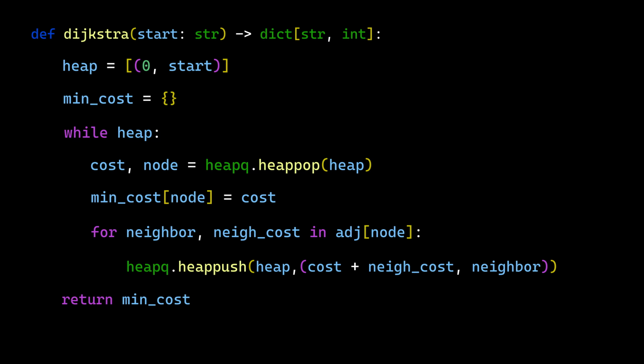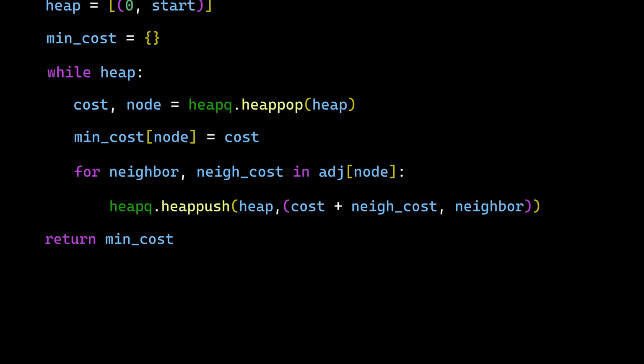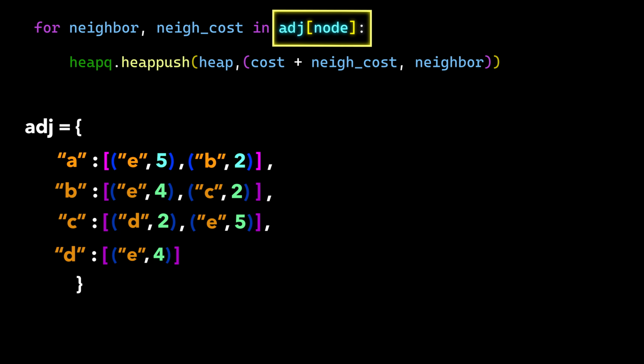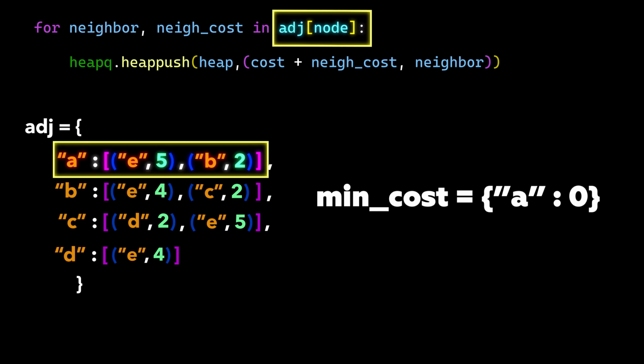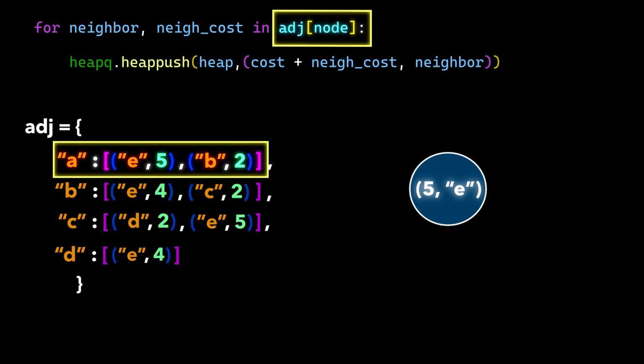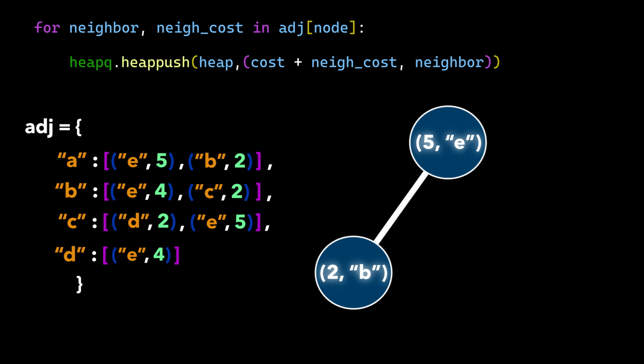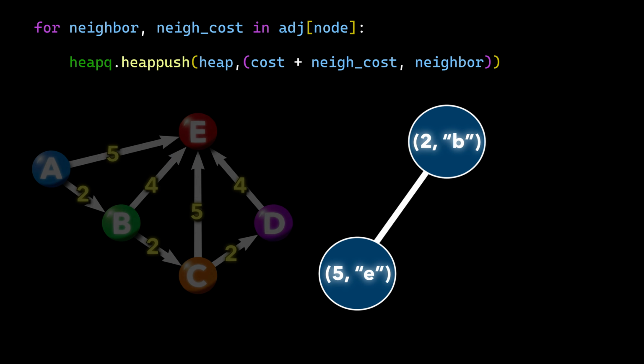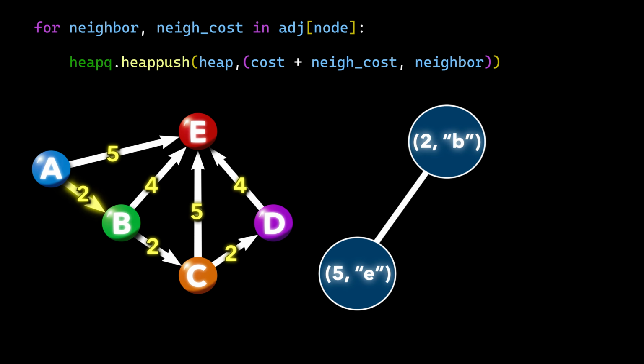And there's actually a line of code in the algorithm that I intentionally left out, but I'll show it later as we walk through it along with why it's needed. Starting with the source node of A, so far our min cost map just has A with a cost of 0 since it's our starting node. We then push each of its neighbors to the heap with their cost.